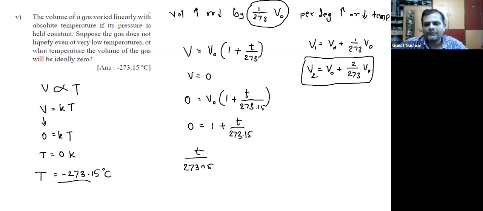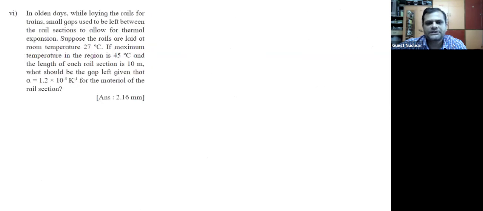273.15 will actually be equal to minus 1, correct? And hence we can just get this t is equal to, तो ये जो 273.15 है, वो हम उस तरफ भेज सकते हैं, और वो negative हो जाएगा, तो minus 273.15, and that will be in degree Celsius here. So this is the temperature at which the volume of gas becomes zero in this case here. Let us see the next question.